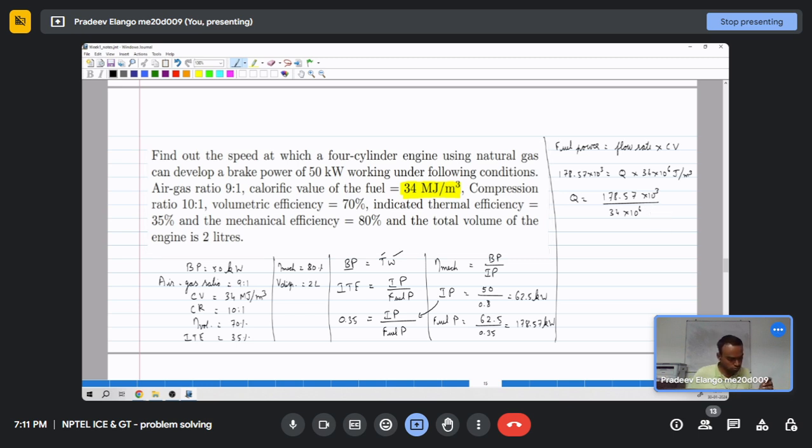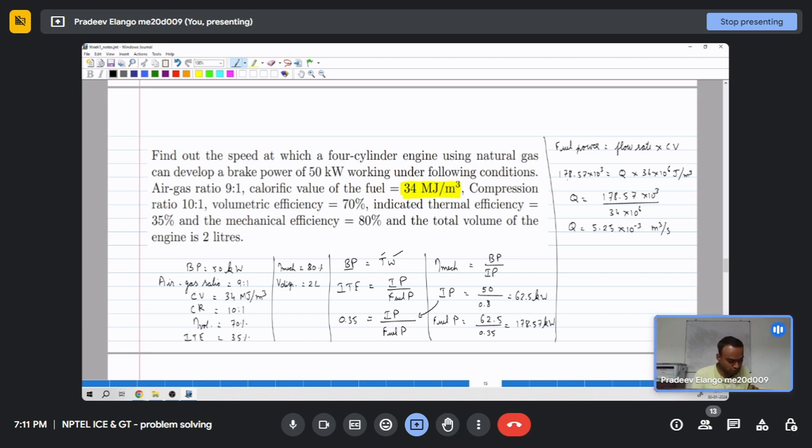Can you calculate this? 5.25 into 10 raised to power minus 3. Can you say what is the unit of this? Meter cube per second.